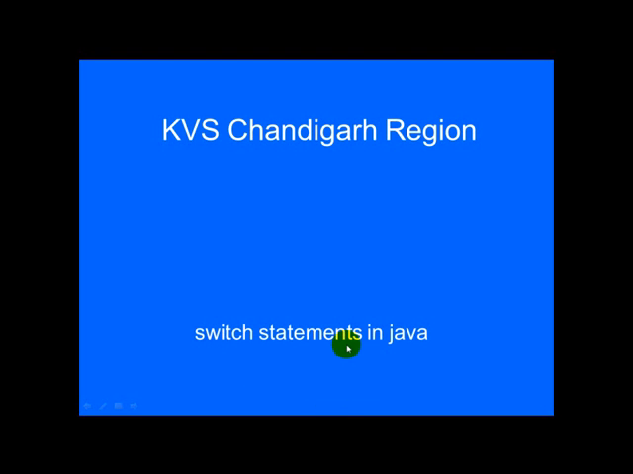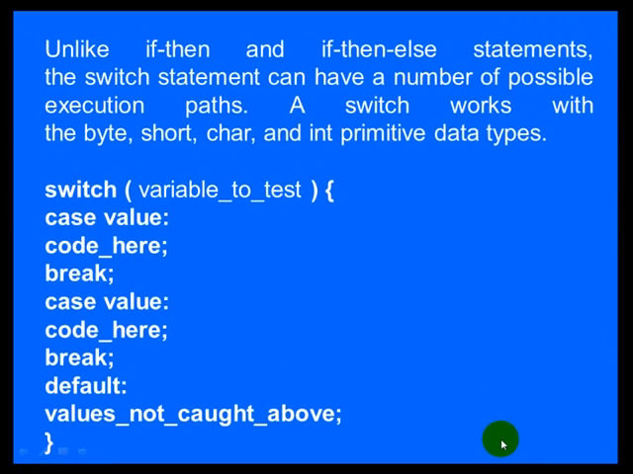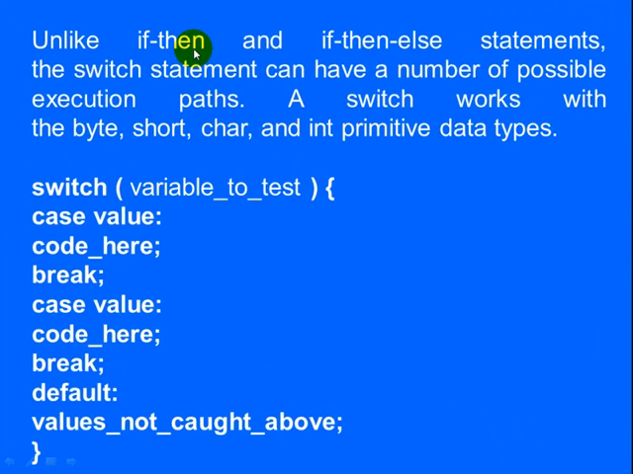Switch statements in Java. Unlike if-then and if-then-else statements, the switch statement can have a number of possible execution paths. A switch statement works with the byte, short, character, and integer primitive data types. In addition to these data types, it also works with the enumerated data types.